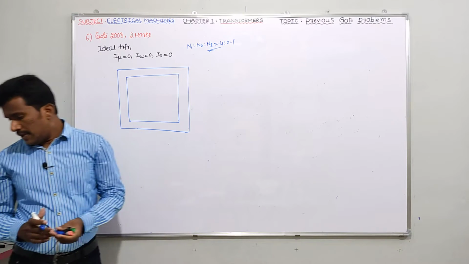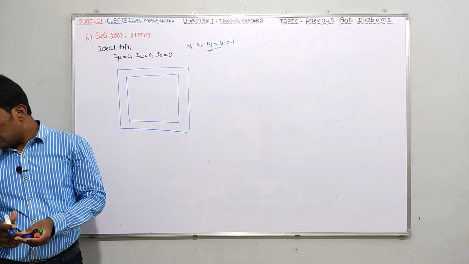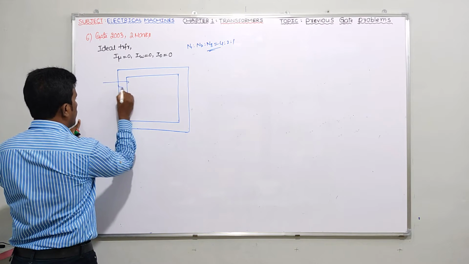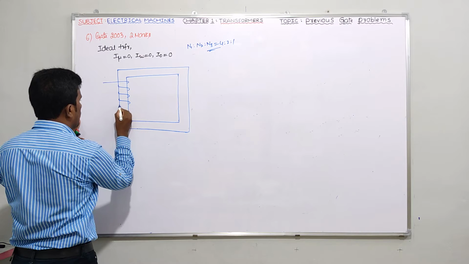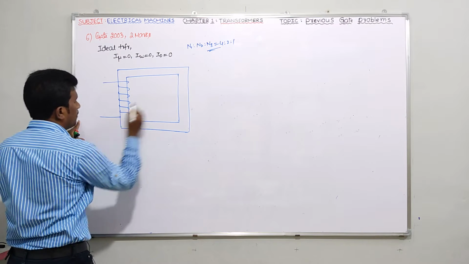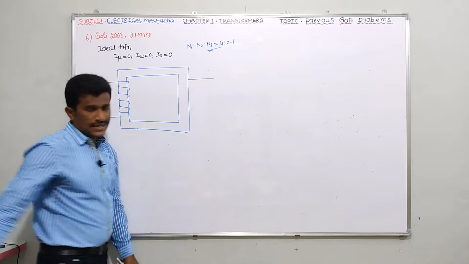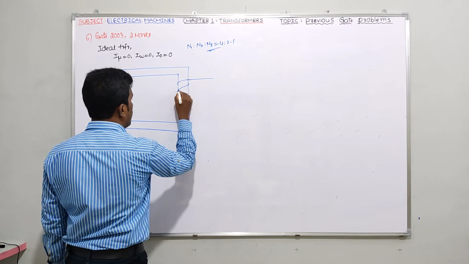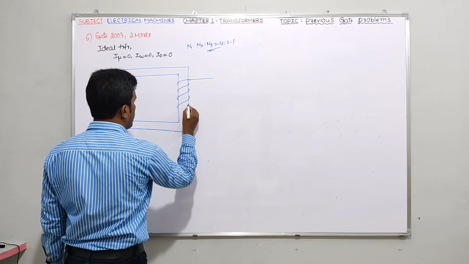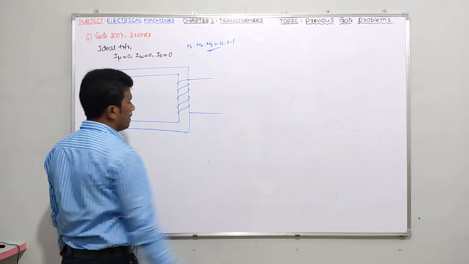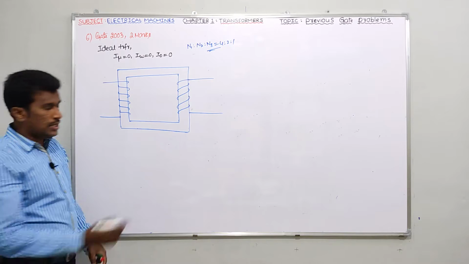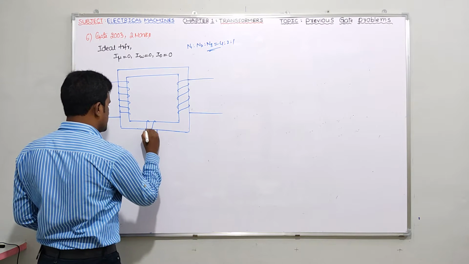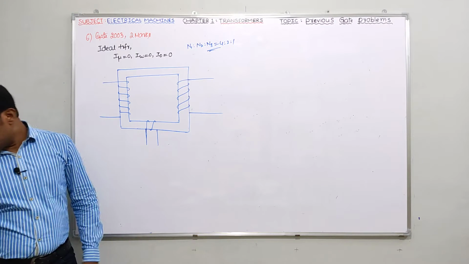Anyway, he has already given the figure, so please try to go through that figure. He has given it like this: primary winding, and secondary winding also he has given, and tertiary winding also he has given. Okay guys, observe clearly what you see.